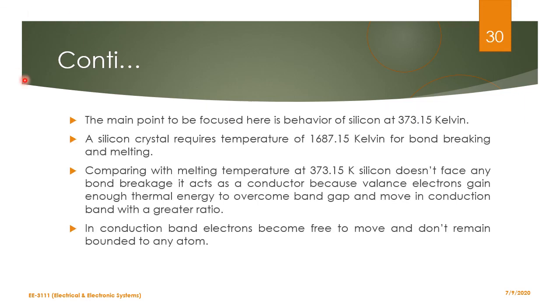The main point to be focused on here is what the behavior of silicon will be at the temperature of 373.15 Kelvin. As can be seen, for bond breaking and melting, silicon requires a temperature of 1687.15 Kelvin. Compared to this, the temperature of 373.15 Kelvin is very low to cause any deformation in the silicon atom. So at this temperature, the silicon will act as a conductor having highly energized electrons, which will move at a greater rate in the conduction band from the valence band.